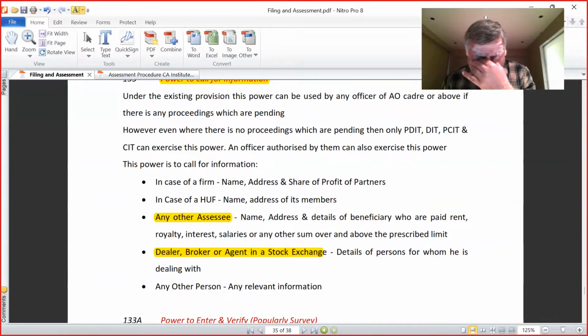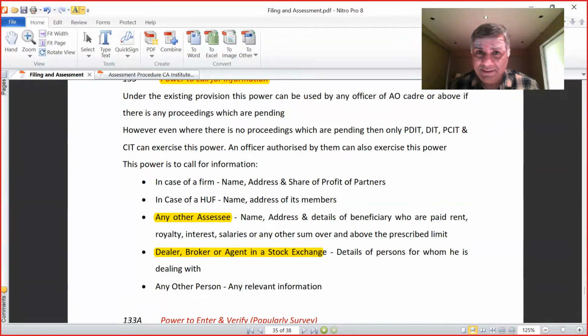They write to the bank and say, this year, people who are having 10 lakhs or more of transaction, please provide us details. Once more, I am repeating. AO can write to the bank saying, provide me details of people whose transaction value is more than 10 lakhs. And the bank is bound to provide that detail. Are you clear? The bank is bound to provide that detail.